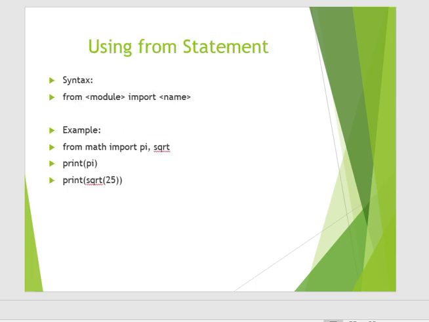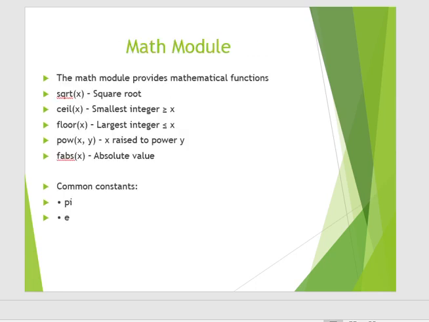Now the second one is from statement. Now sometimes we want only few functions of a module, or you can say we don't want the full module. Using from math import pi, sqrt, we are using only pi and sqrt. Neither do we have to use the module name before using these functions or constants, and we are using only two parts of that. Let's see the complete program.